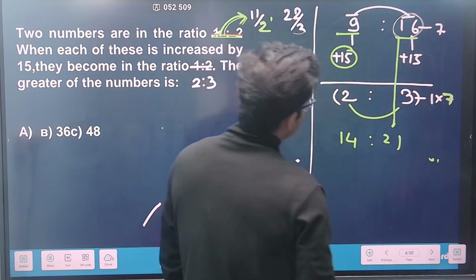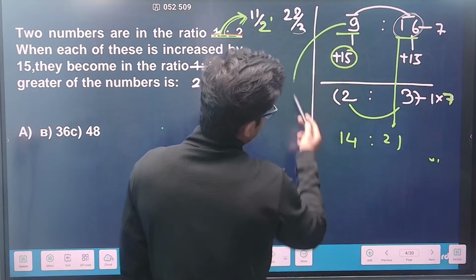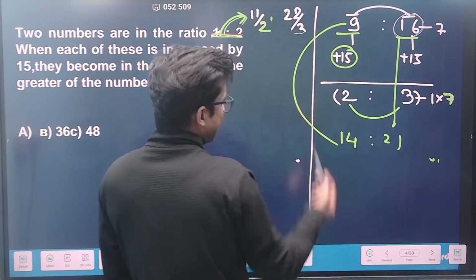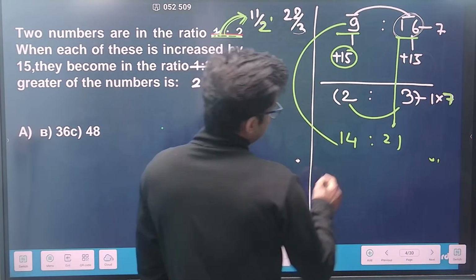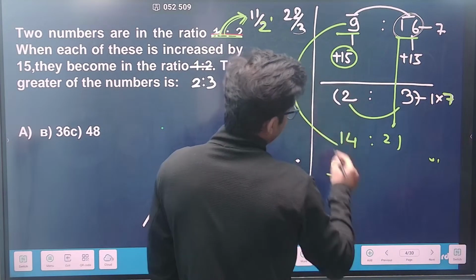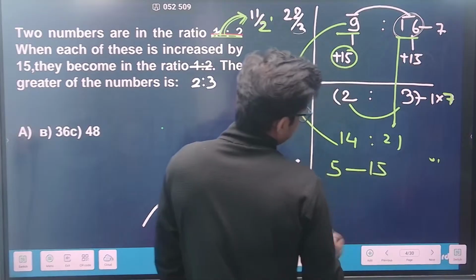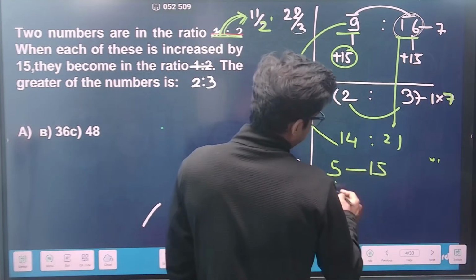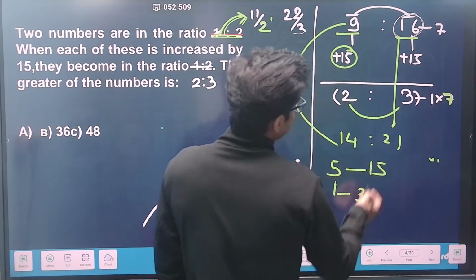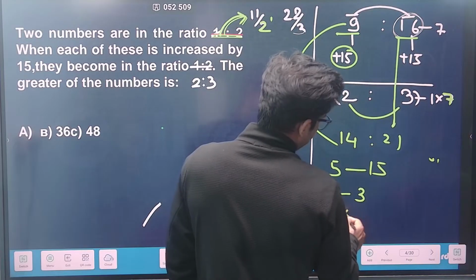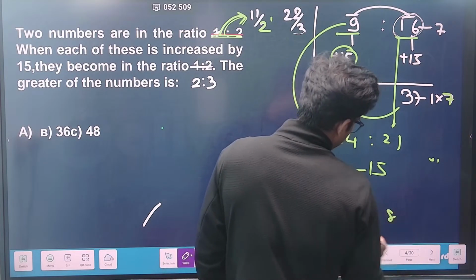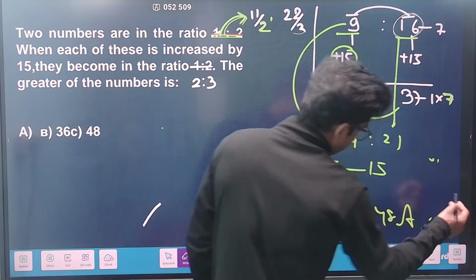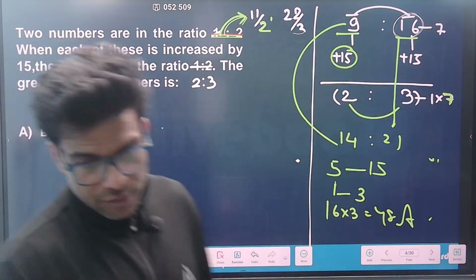Now basically how much is added? 9 becomes 14. If 9 is becoming 14, technically how much is getting added? 5 is getting added, but according to the question 15 is getting added. So if 5 is 15, 1 is 3. If 1 is 3, 16 would be 16 into 3. 6 3s are 18, so 48 is the answer. Come on, then also you can figure it out.